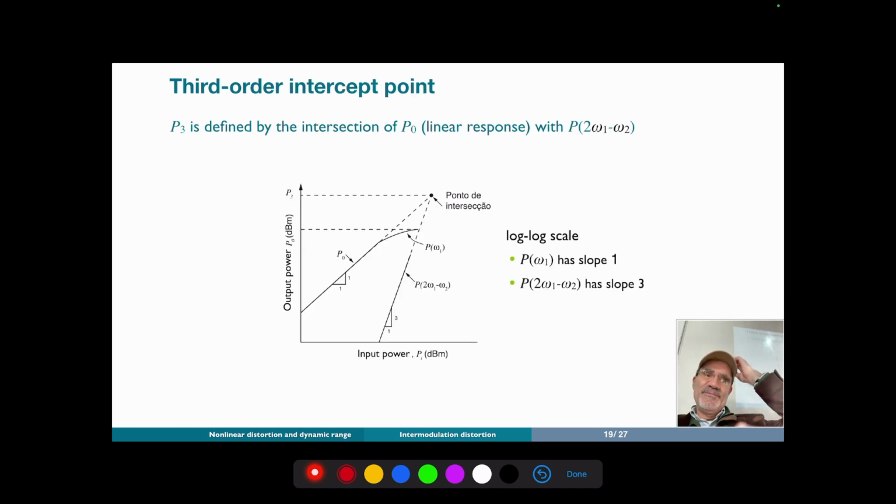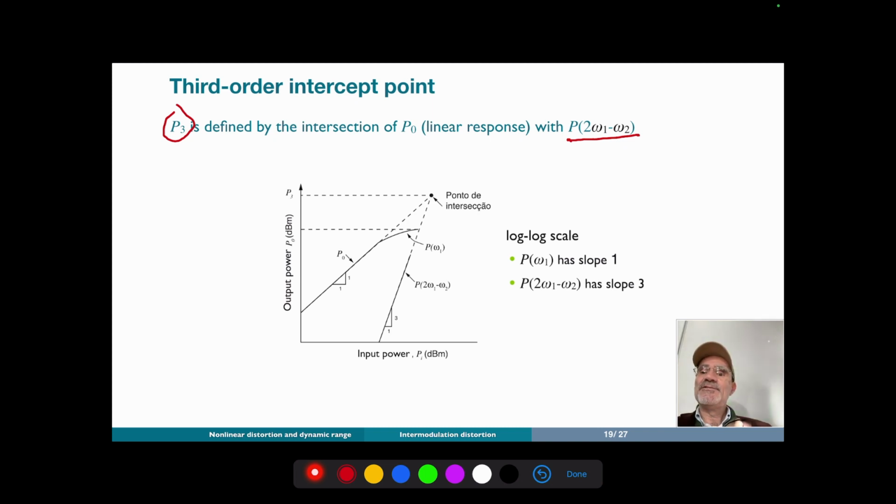And so to measure the effect of the intermodulation distortion of an amplifier, we define the third order intercept point, okay? which is represented by this term here, P3, which is defined by the intersection of the linear response of an ideal amplifier with the power associated with these third-order intermodulation products.